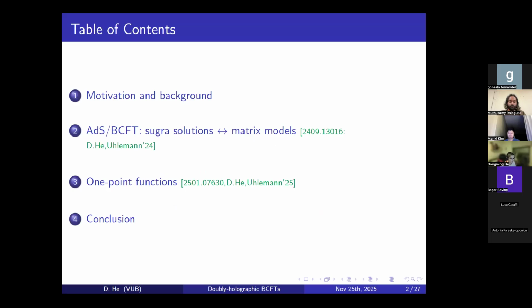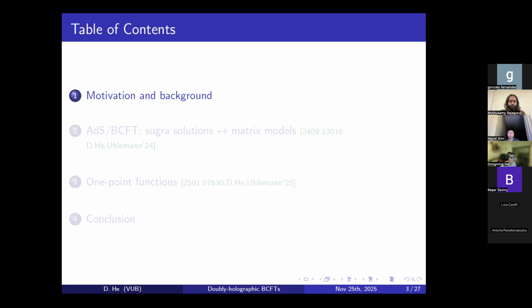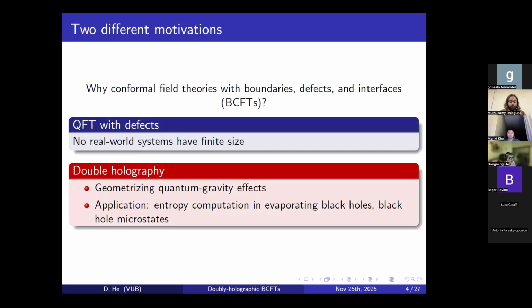then I will focus on supersymmetric localization, where, okay, it's a matrix model, and I will talk about the BCFT matrix model. And in the end, I will talk about some observables such as one-point functions, free energies, and Wilson loops.